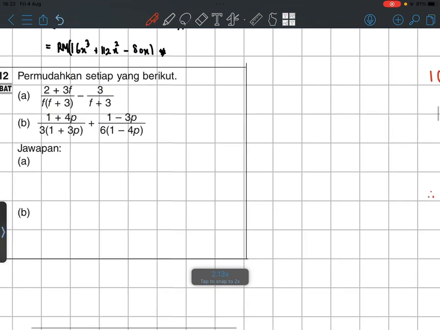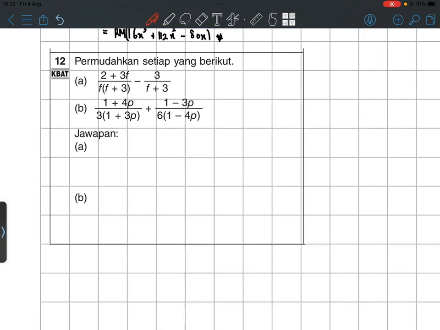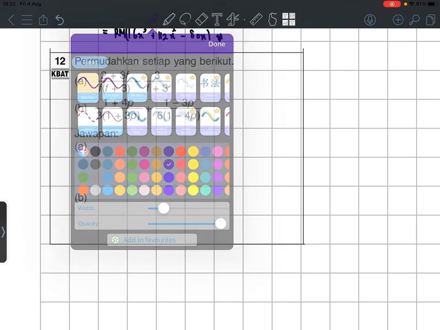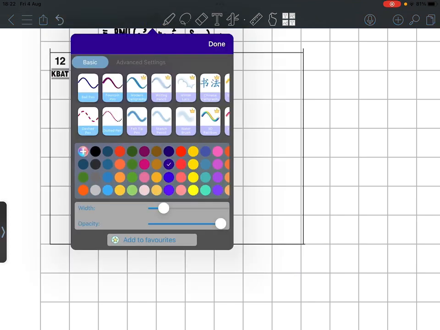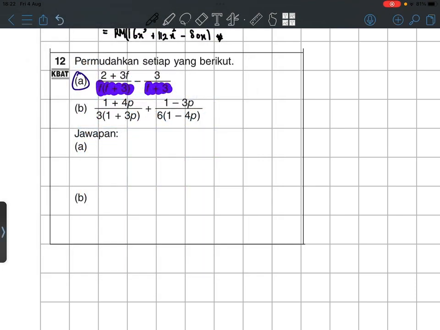Let's see the HOTS or KBAT question. We need to simplify the following. For question A, let's see this one. My strategy is to make the denominators the same. So I can multiply top and bottom by f over here and by f over here, so that the denominators are the same and we can combine the fractions together.